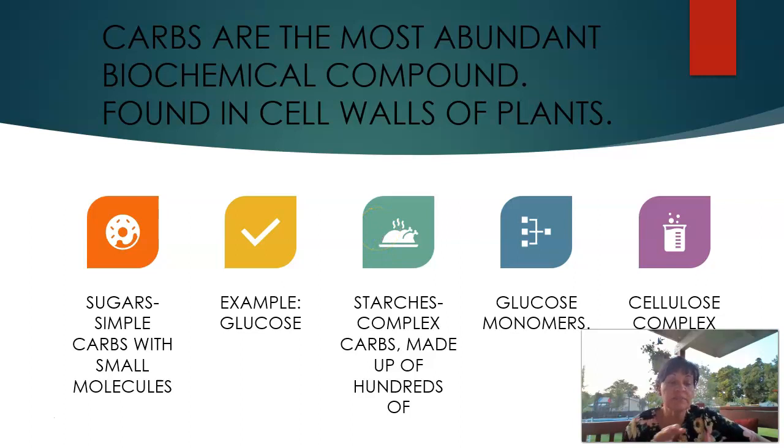Sugars are simple carbs with small molecules. An example of that would be glucose. And then starches and cellulose are complex carbs. They are made of hundreds of monomers, okay? So they'd have tons of these glucose monomers put together to make starches and cellulose.